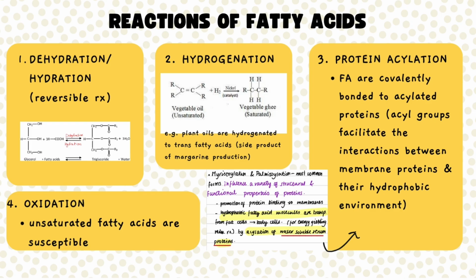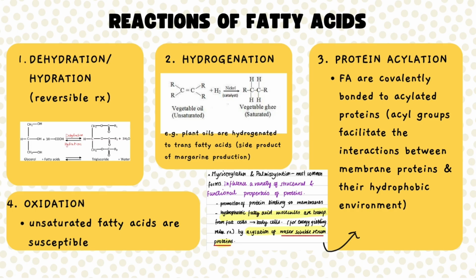The second reaction we're interested in is hydrogenation. For example, plant oils are hydrogenated to trans fatty acids, and this is a side product of margarine production, which we mentioned earlier. For the third reaction, protein acylation, fatty acids are covalently bonded to acylated proteins, and this facilitates interactions between membrane proteins and their hydrophobic environment.